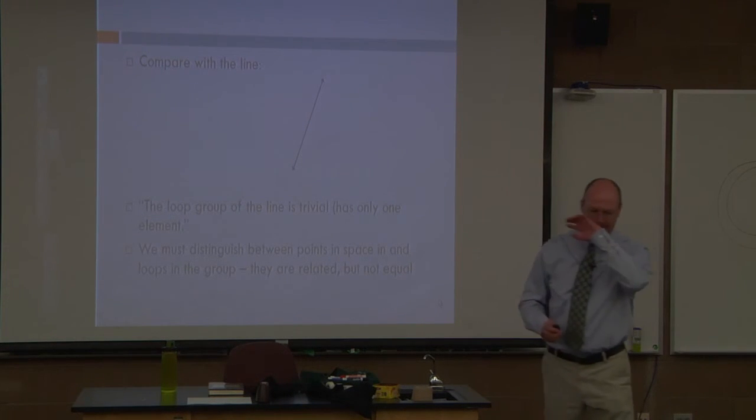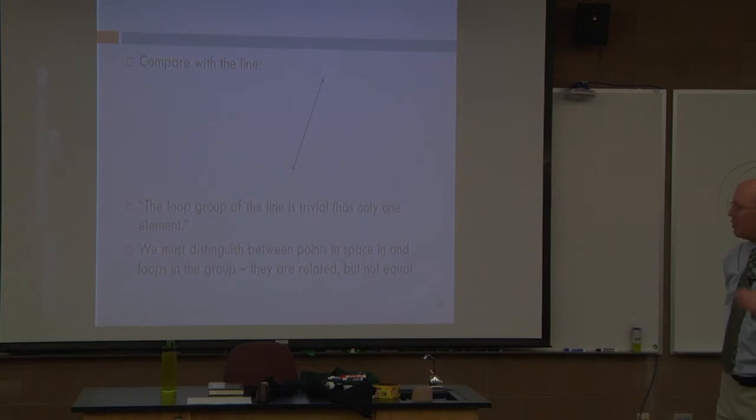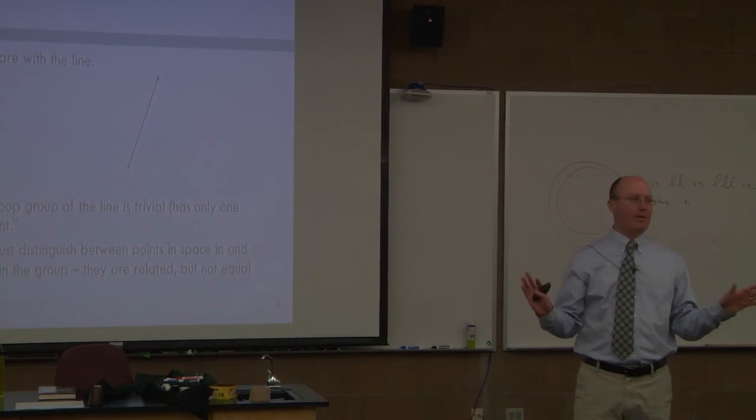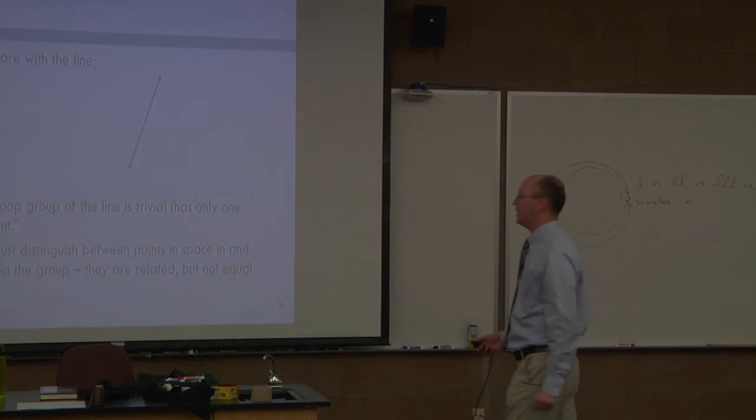Okay, so the last thing I want to say about that is we do have to distinguish between loops and elements of the space. They're related. In fact, a loop is a collection of those points, but the loop and the points are separate things, right? The loop is a collection of points in a sense.